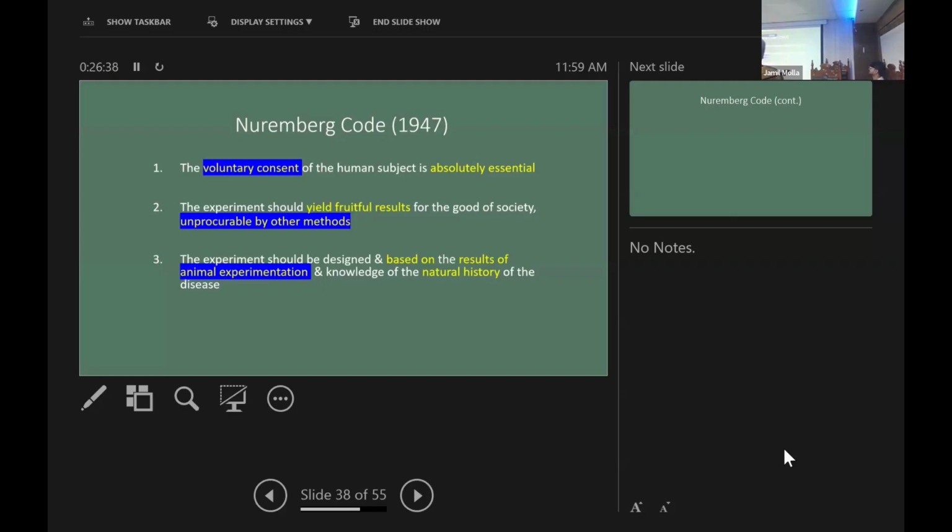The experiment should yield fruitful results which are unprocurable by other means. If these results can be achieved by other means, don't involve human subjects.